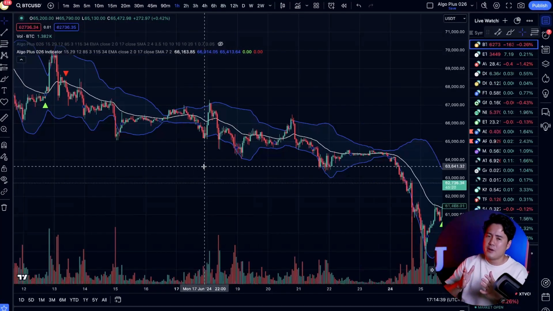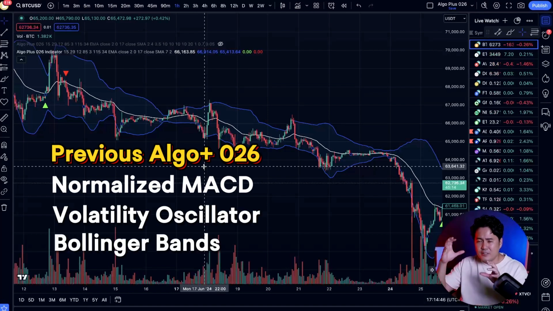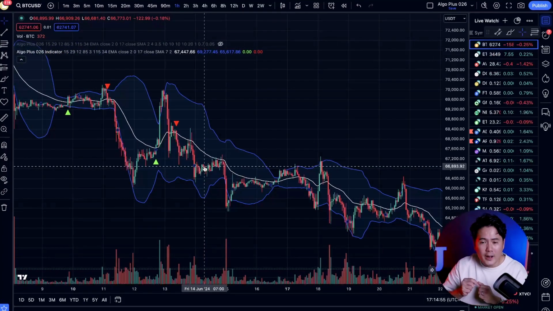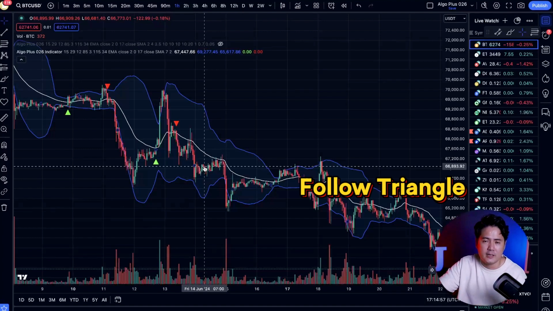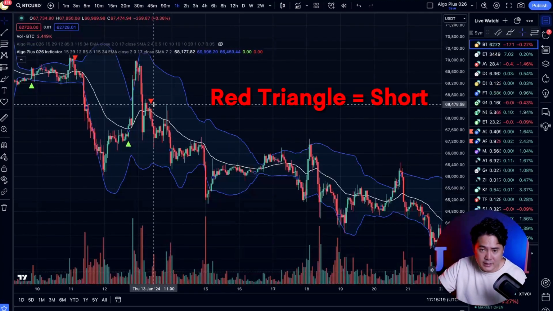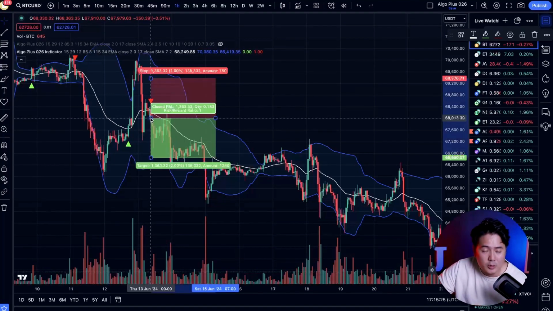Basically, previously when I shared with you in AI026, you needed to combine it with normalized MACD, with the volatility oscillators, with every single indicator combined to give you a good entry, right? But don't worry, this indicator has already modified it into one. You just need to follow the triangle. For example, today when you want to go for a short, you see there's a red triangle here, so you go for a short. Very simple one. Go for the closing price.